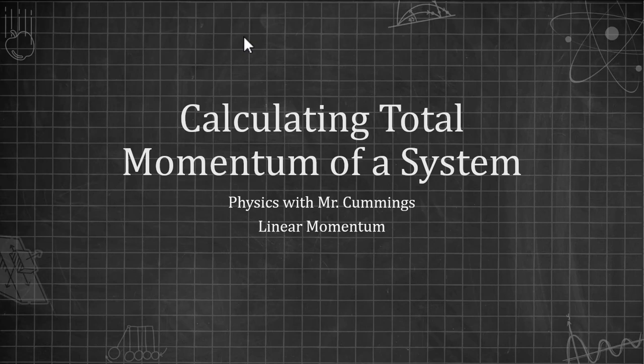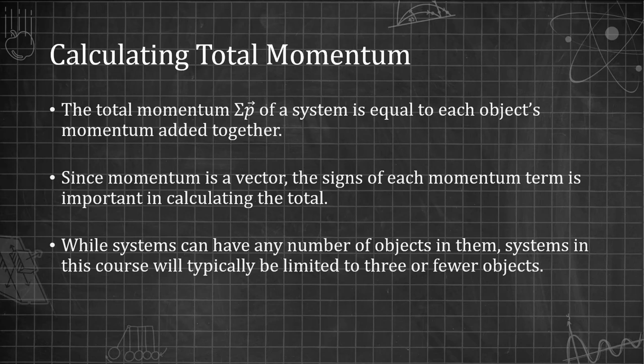Hey everyone, Mr. Cummings here, and in this video we're going to be looking at calculating the total momentum of different systems. So when we're calculating total momentum, we're going to use the symbol sigma p. So p, lowercase p with the vector above it, is our symbol for momentum, and then the sigma means the sum of. So the total momentum symbol is just going to be sigma p.